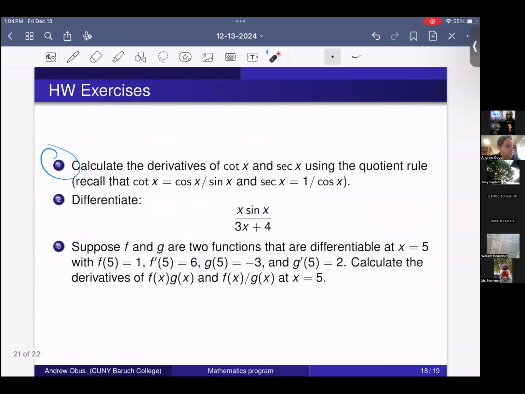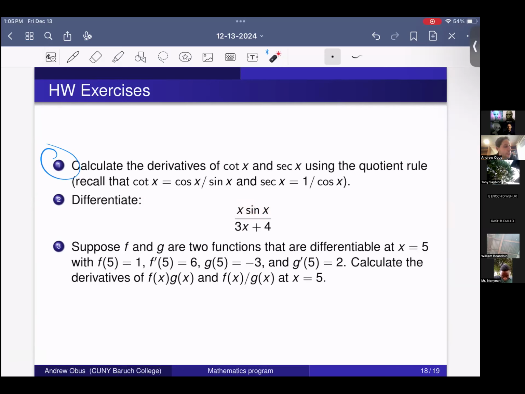So in the homework, we have a few of these. First, calculate the derivatives of cotangent of x and secant of x using the quotient rule. Just remember that cotangent is cosine divided by sine, and secant is 1 divided by cosine. You can just use the quotient rule as we wrote down for all of these, and you can come up with an answer. Second, can you find the derivative of x sine of x divided by 3x plus 4? This is a little bit harder because it's a quotient rule, but then when you take the derivative of the numerator, you have to do a product rule there. So I'll let you spend a little time on that.